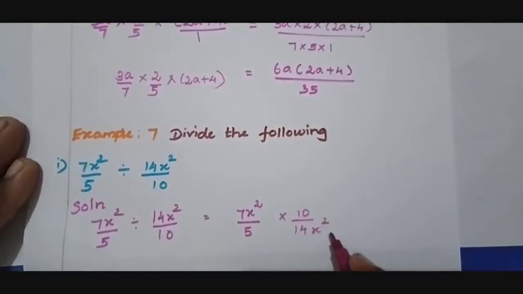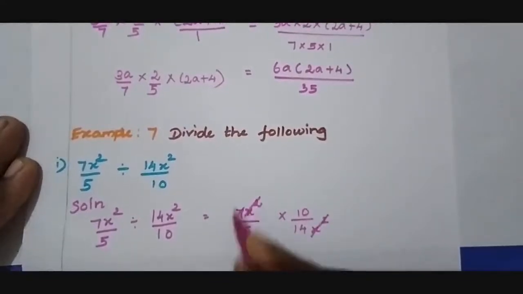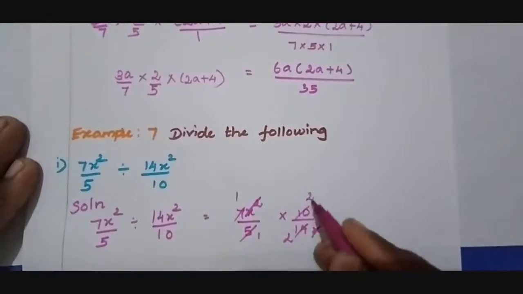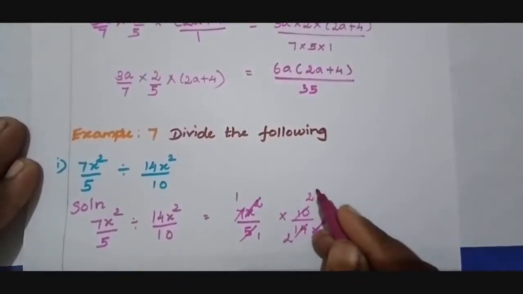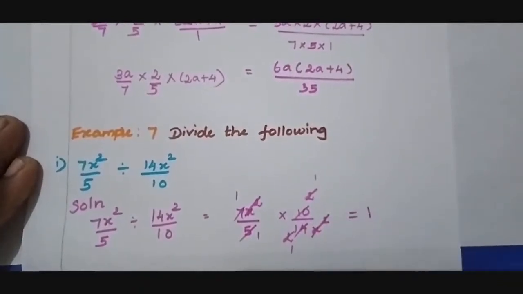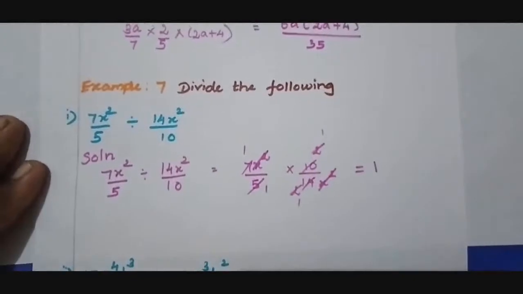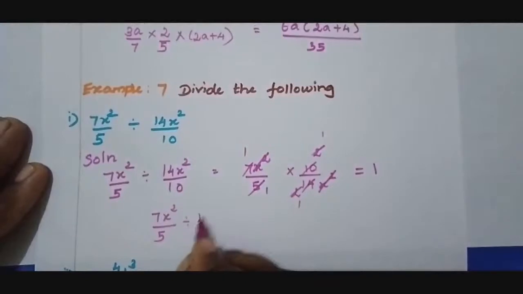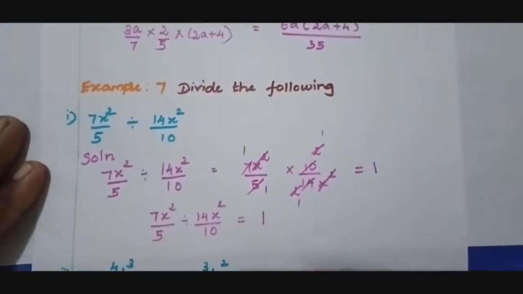So now we can simplify this one. You can cancel this x square and x square. 1 7 is 7, 2 7s are 14. Similarly, 1 5 is 5, 2 5s are 10. Now you can cancel these two also. 1 2 is 2, 1 2 is 2. So your answer is 1. 7x square by 5 divided by 14x square by 10 is equal to 1. Is it clear, children? Yes.